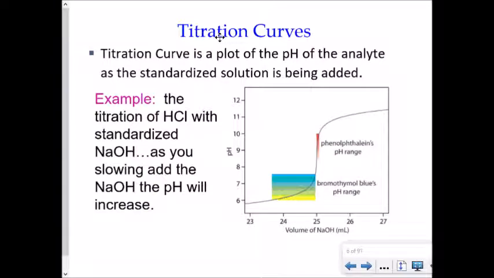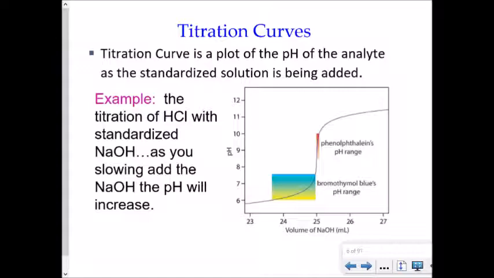Now for the curves. Titration curve, of course, is the plot of the pH of the analyte as the standard solution is being added. So in this particular example, it's showing the titration of hydrochloric acid with a standardized sodium hydroxide. So your unknown, or the analyte, is the hydrochloric acid. The titrant, or the known one, is your sodium hydroxide.